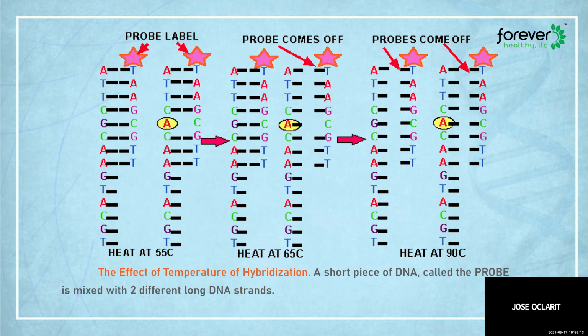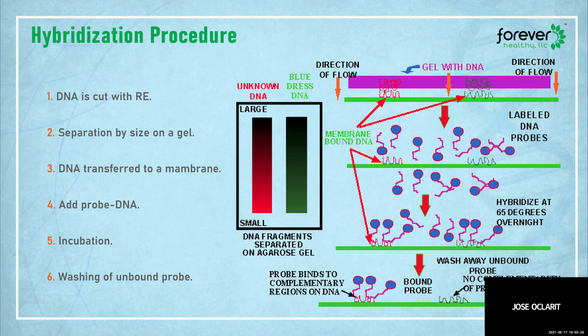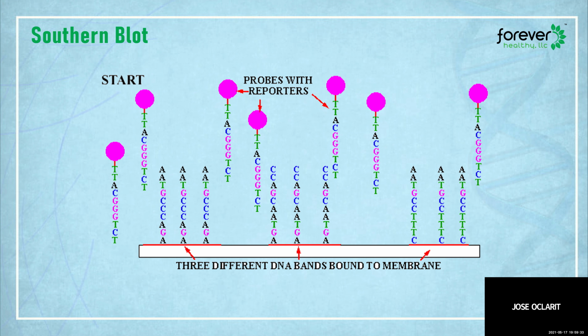So this is an example of the DNA fragment with a probe. The probe is labeled, and therefore once they are labeled and they bind, you will be able to identify the fragment. So the hybridization procedure will allow the probe to report whether the gene is present or not.